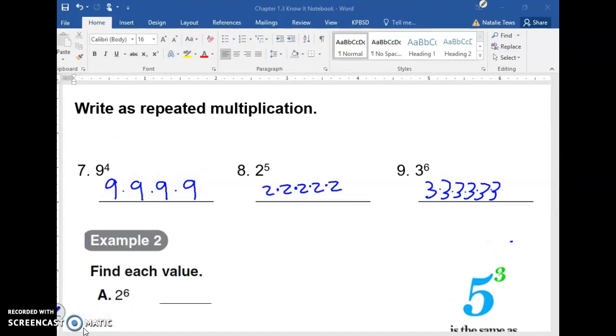Okay, so we'll check you. I see a base of 2, and there should be 5 of them. 1, 2, 3, 4, 5. Perfect. I see a base of 3, and there should be 6 of them. 1, 2, 3, 4, 5, 6. Excellent. Okay, let's go find the value of these.